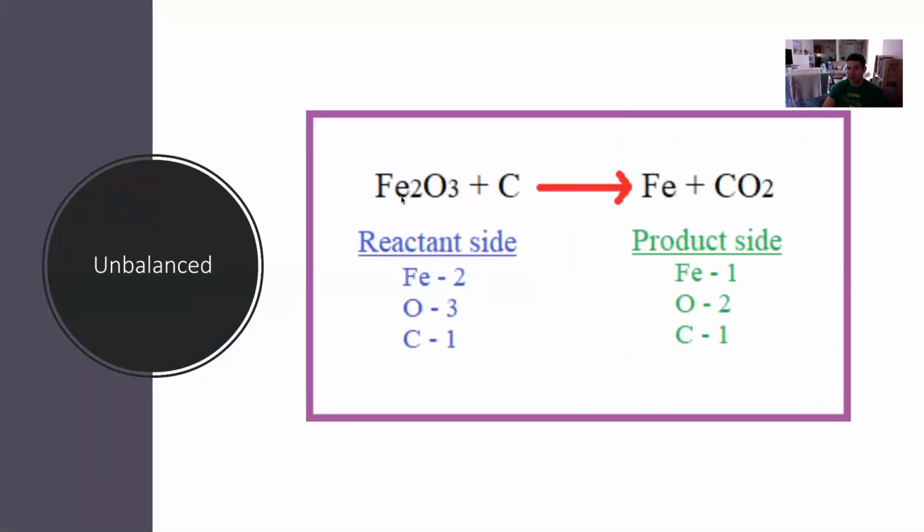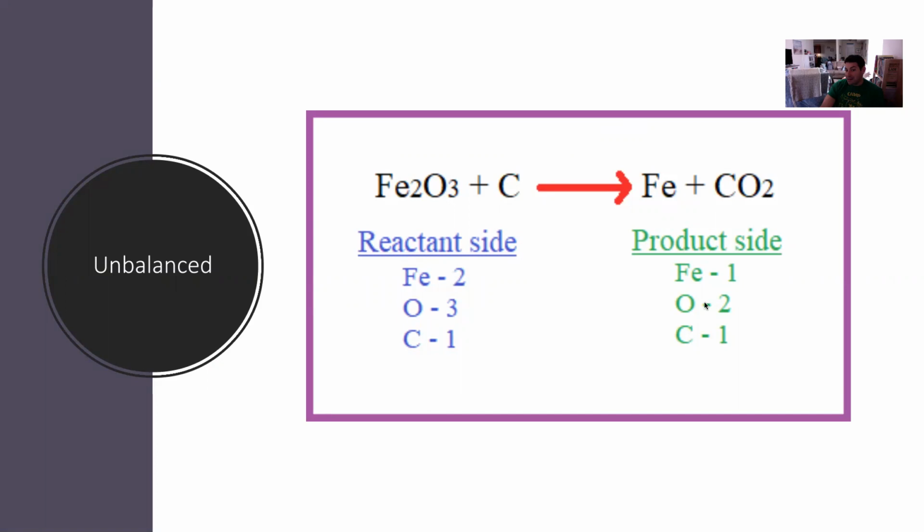All right, so if we had this reaction, Fe2O3 plus C, forming Fe plus CO2, we can make our chart. On the reactant side, we have 2 irons, 3 oxygens, and 1 carbon. On the product side, only 1 iron, 2 oxygens, and 1 carbon. So we're going to have to use coefficients to balance this reaction.